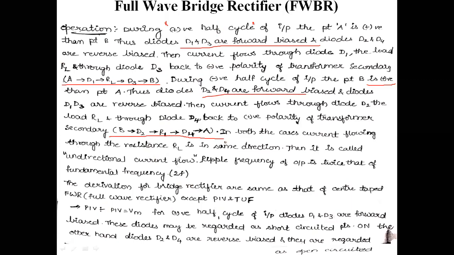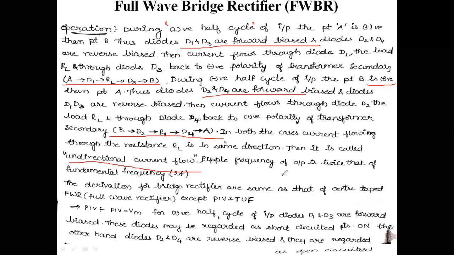In both the cases, current flows through the load resistance RL in the same direction. Then it is called unidirectional current flow. Same direction flow of current takes place for both the positive half cycle as well as the negative half cycle, and so we call this unidirectional current flow.